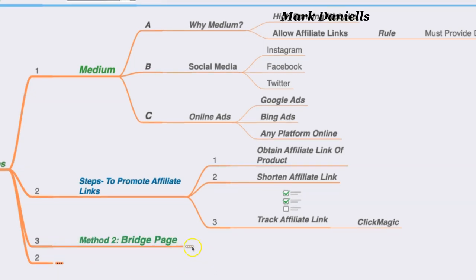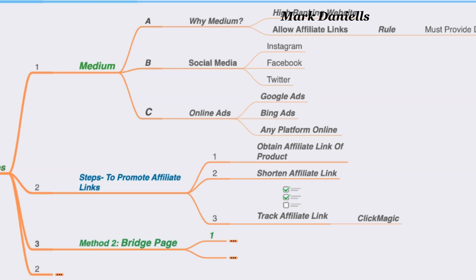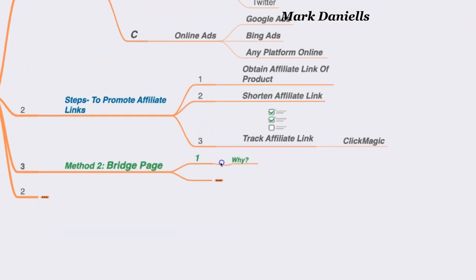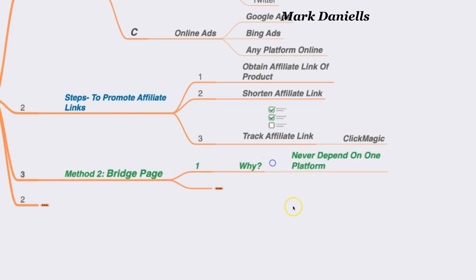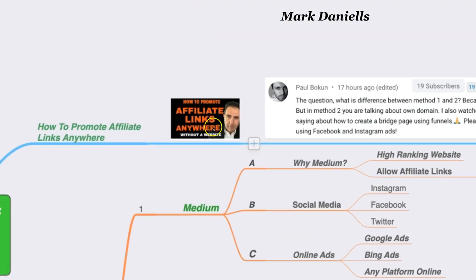All right, let's talk about the other method. Now, we talked about another method, which Paul is referring to right here. One of them is bridge page. Now, the reason I created bridge page, I'm not going to go over that very thoroughly, just like I did, because it's right here. It's under how to promote affiliate links anywhere without a website. Watch this video, because if you don't, it's going to be very difficult for you to understand exactly what I'm talking about.